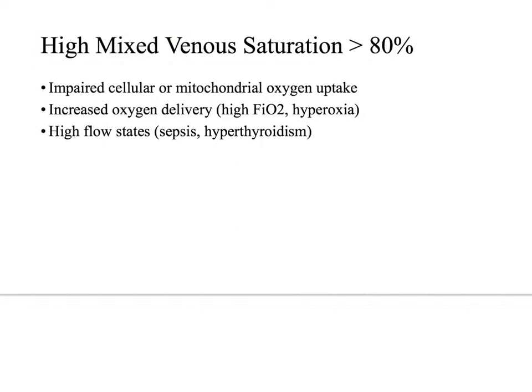A high mixed venous sat is defined by a percentage greater than 80. This may be seen with impaired cellular or mitochondrial oxygen uptake, or with increased oxygen delivery, which may be seen in your patient that's receiving too much FiO2, or in high flow states such as sepsis or hyperthyroidism. Occasionally, it can be seen in patients that are brain dead, where the brain is no longer able to extract oxygen.